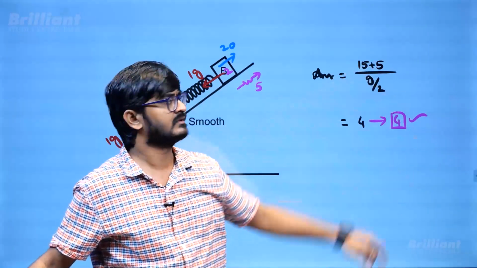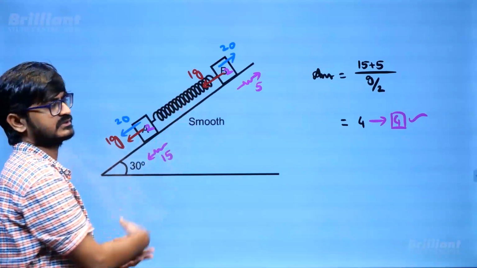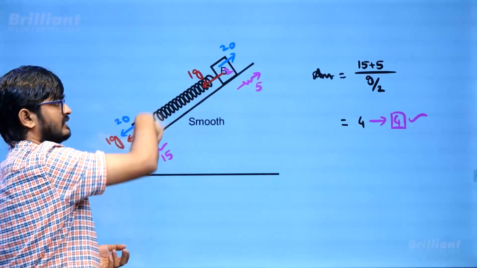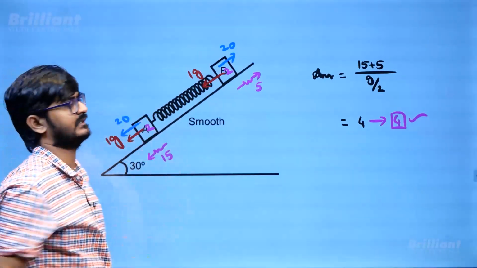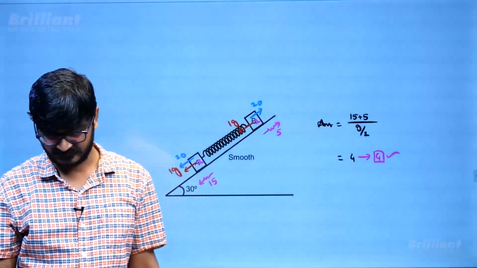15 plus 5. Now what is the acceleration of center of mass? Spring force is internal force, the only force is gravity. So gravity's component will be providing acceleration, how much? g sin theta, which is g by 2. I have taken it directly. So from there you will be getting the required answer.